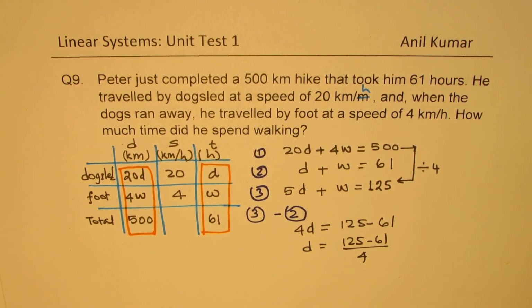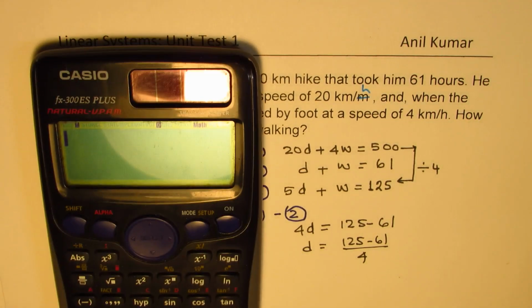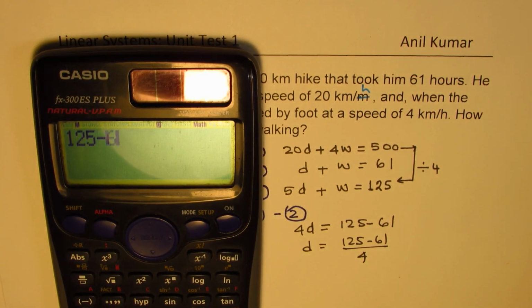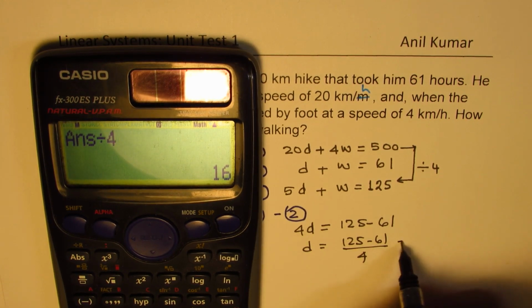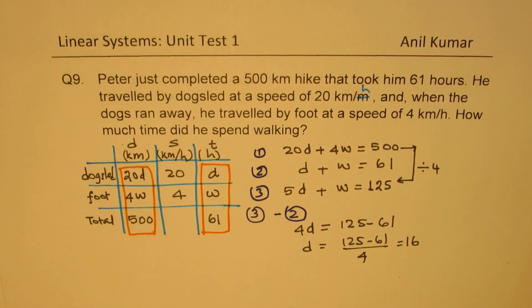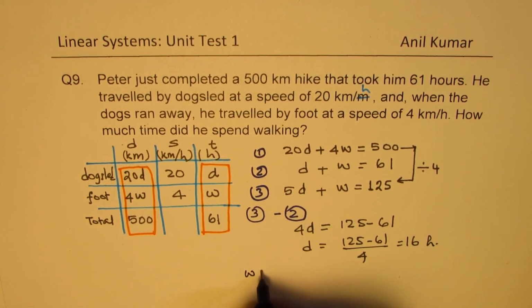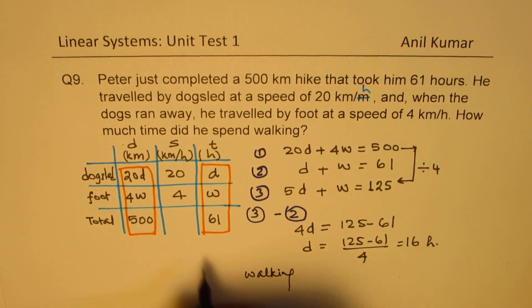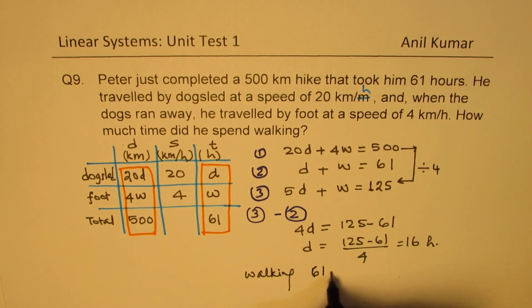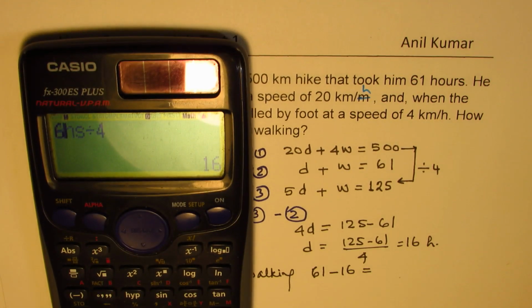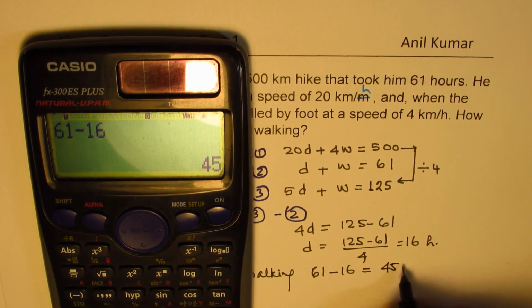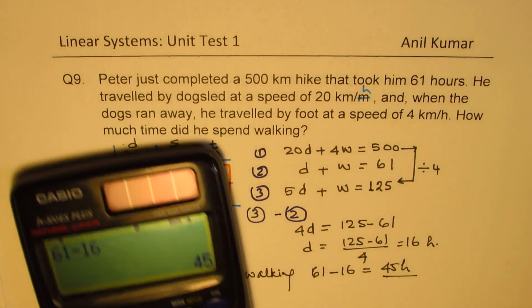Correct? So let's use the calculator to figure this out. So we have 125 minus 61 and divide this by 4. So we get 16. So time in the dog sled was 16 hours. So walking time is how much? So walking time is 61 minus 16. Is that okay? So from 61, we'll take away 16 to get 45 hours. Is that clear to you?